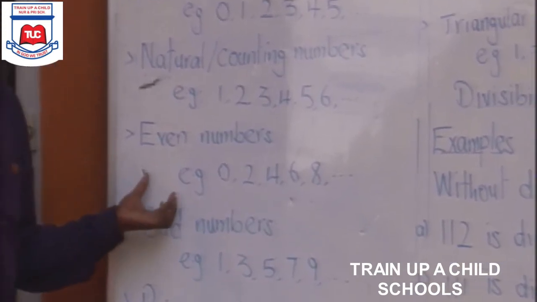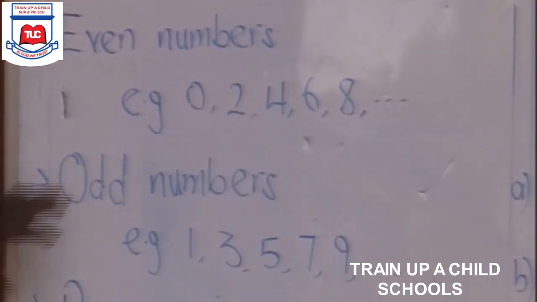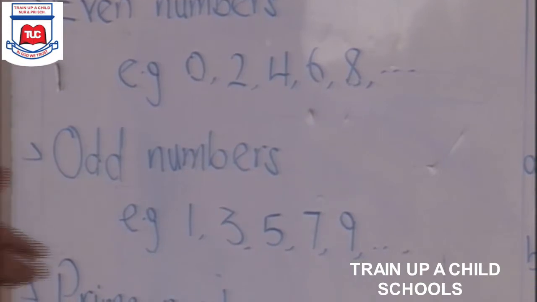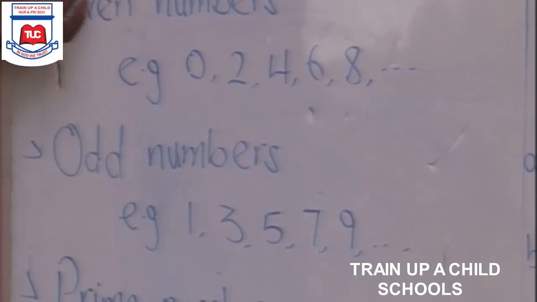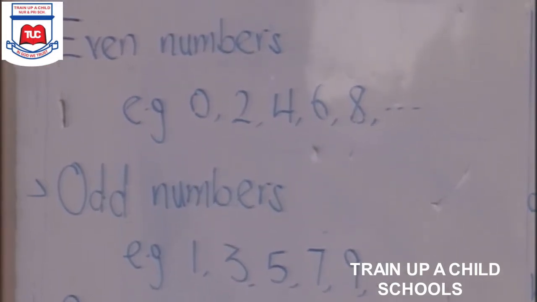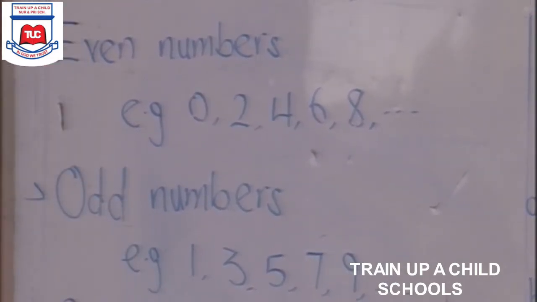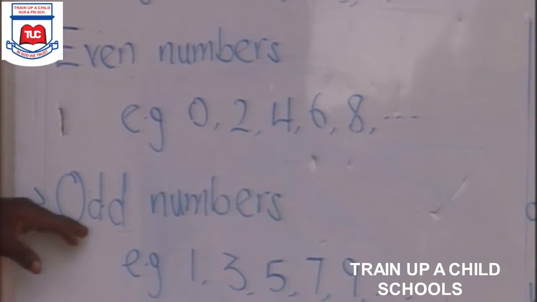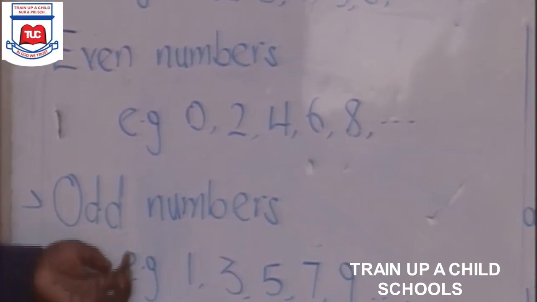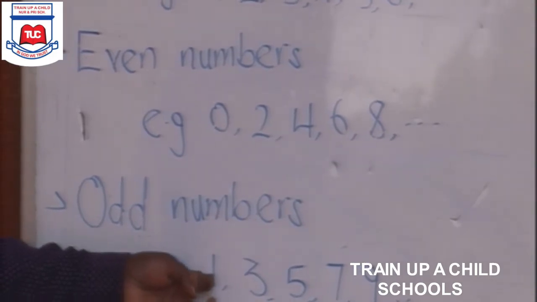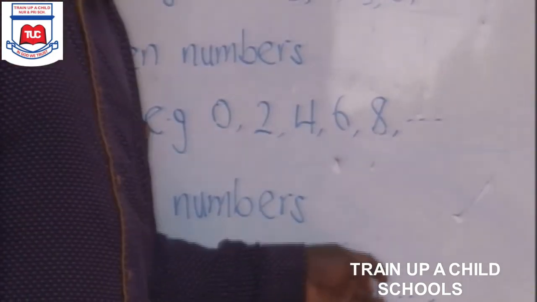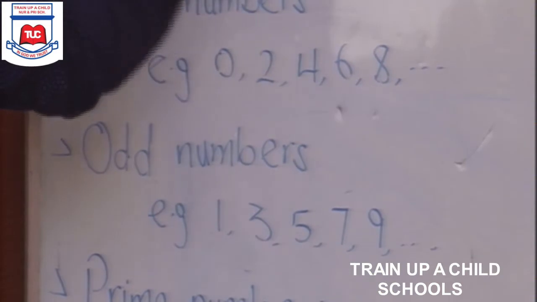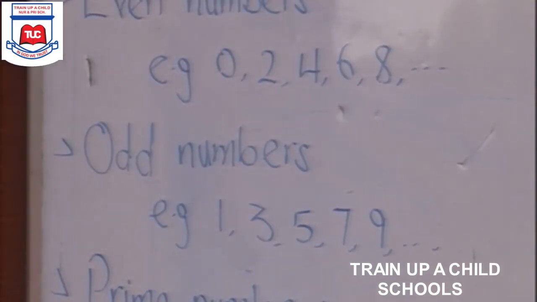Odd numbers are directly opposite to even numbers. What are odd numbers? The answer is, odd numbers are numbers that are not divisible by 2. Remember, even numbers are numbers that are divisible by 2. So that's why I'm saying odd numbers are opposite to even numbers. For example, 1, 3, 5, 7, 9, 11, 13, 15, 17, 19, in that order.